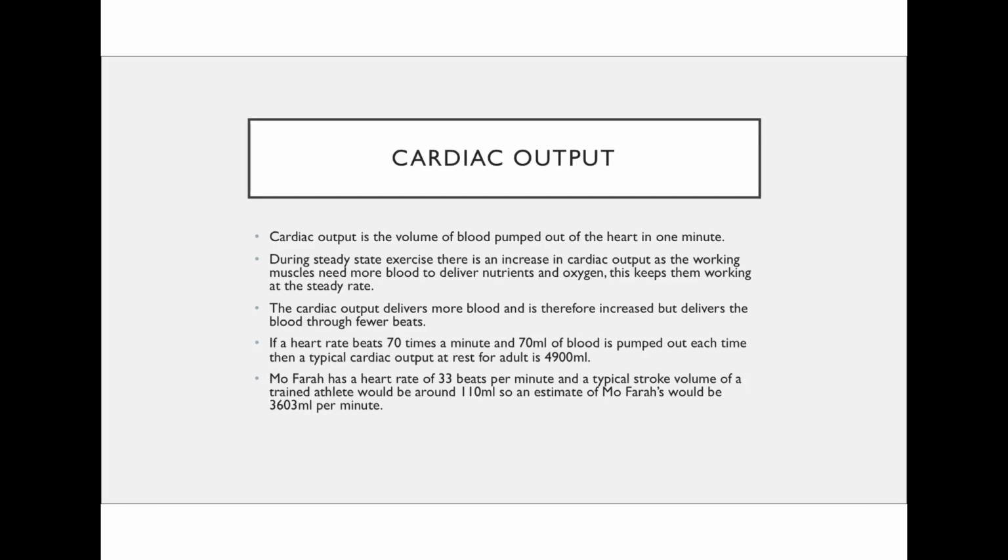If a heart beats 70 times a minute and 70 millilitres of blood is pumped out each time, then the typical cardiac output at rest for an adult is 4,900 millilitres. Mo Farah has a heart rate of 33 beats per minute, and a typical stroke volume of a trained athlete would be around 110 millilitres. So an estimate of Mo Farah's would be 3,603 millilitres per minute.